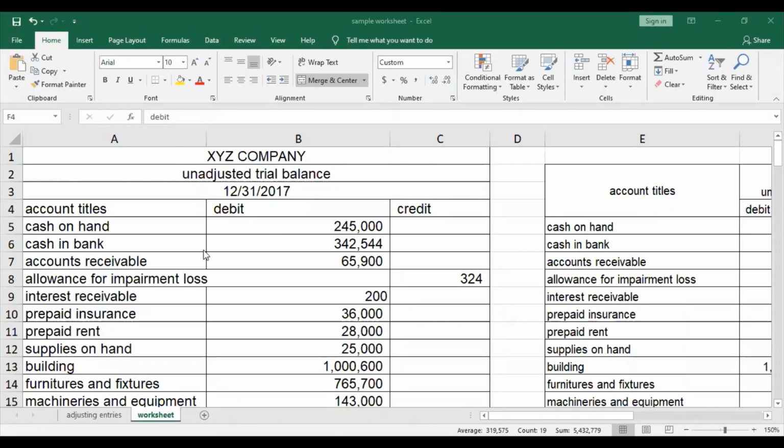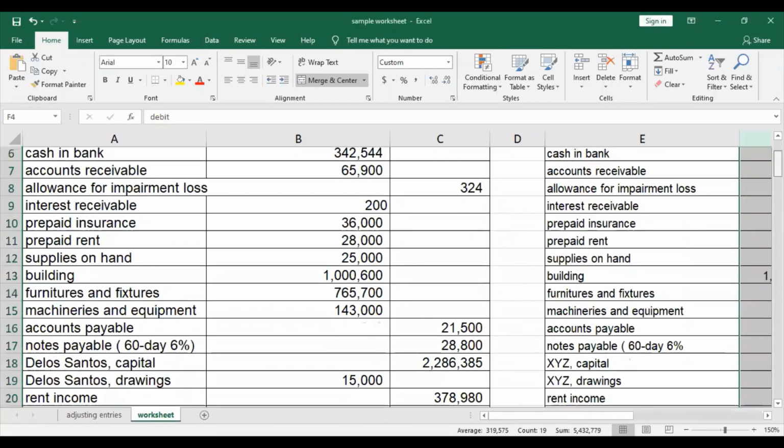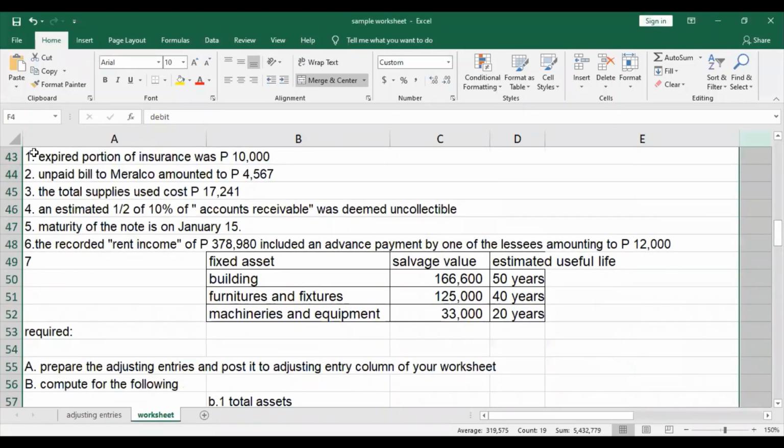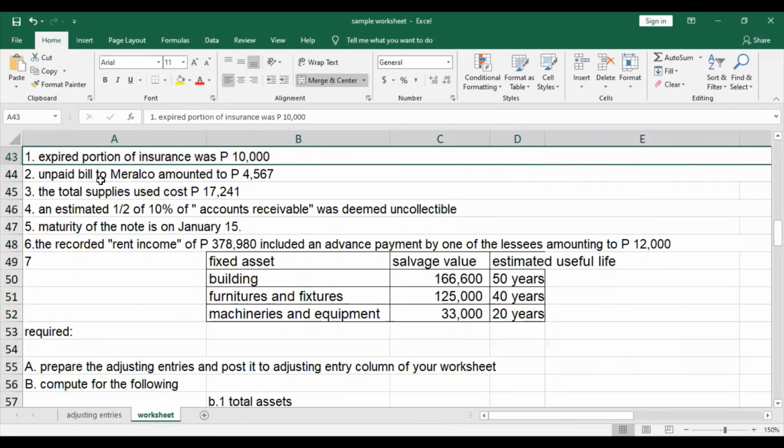Let us try to prepare an adjusting entry for XYZ company. So I have here the unadjusted trial balance for XYZ company. And dito sa baba, meron tayo nung adjustments. So for the first one, expired portion of insurance was 10,000.